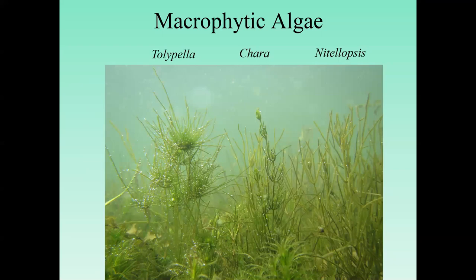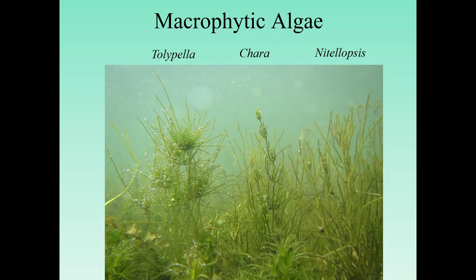And on the photo here you see in the middle is Chara. That is a Chara contraria, which is our most common Chara species, the common musk grass. And that one is growing as a small clump or a single individual there with small branchlets that do not fork at all. So it has a whorl of six or eight or so branchlets coming off, and then the stem continues up and there's another whorl of short branchlets.